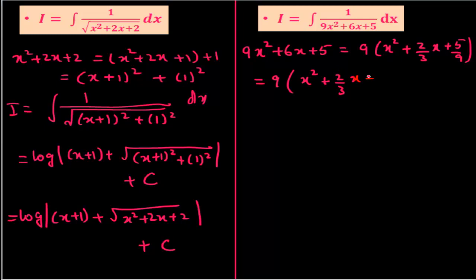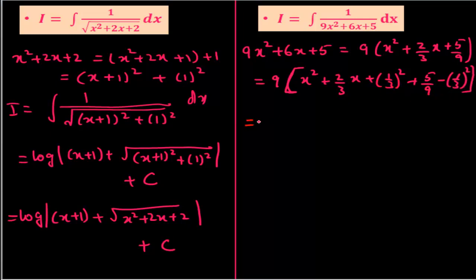So what are we adding now? We are adding square of 1 by 3. So because square of 1 by 3 is added in the expression, we will be subtracting square of 1 by 3. So already 5 over 9 is here. We are going to subtract square of 1 over 3 which is being added.